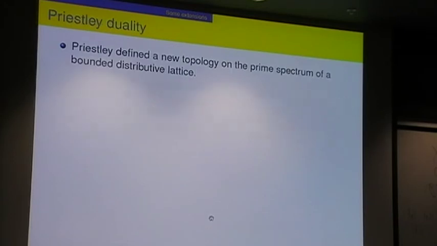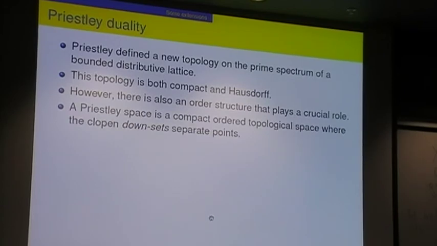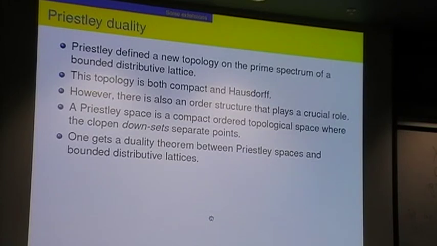You can make this into a topological space, but in fact this topological space comes with a nice order structure of its own. This was constructed by Hilary Priestley here in Oxford. She defined a new topology on the prime spectrum of bounded distributive lattices, which is both compact and Hausdorff, but there is an order structure that plays a crucial role. You define a Priestley space as a compact ordered topological space where the clopen downsets, now that you have order you can talk about sets being downsets, separate points. And you get a duality theory between these spaces and bounded distributive lattices, which I think is probably the most general, purely order theoretic kind of duality you can have.